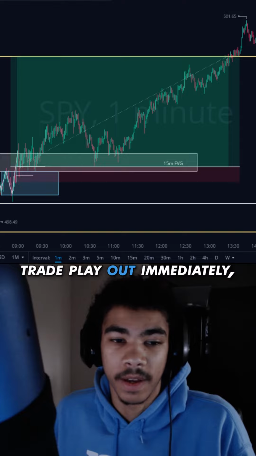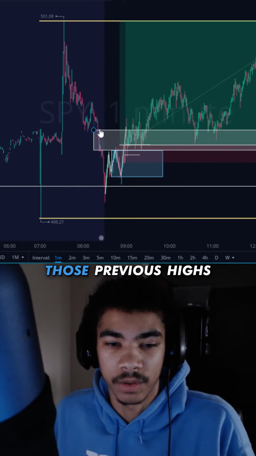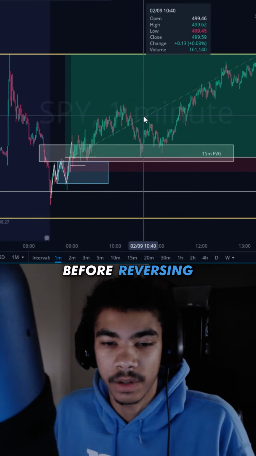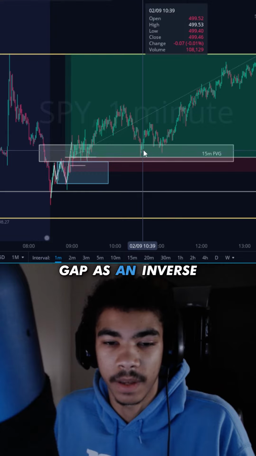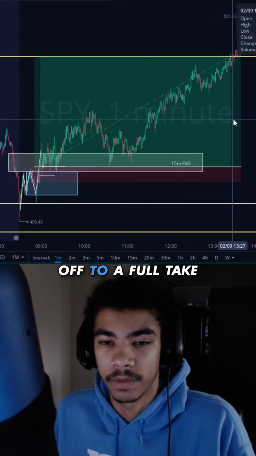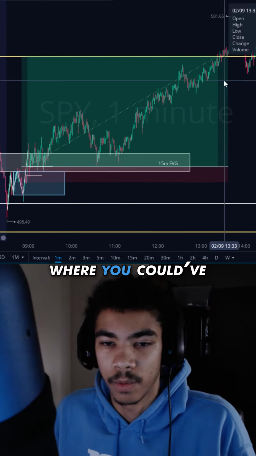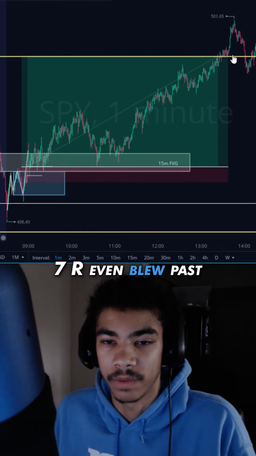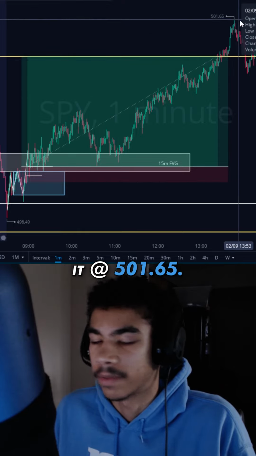So if we let this trade play out, immediately we go ahead and reach those previous highs before reversing and respecting this 15 minute fair value gap as an inverse fair value gap. Once, twice, before taking off to our full take profit later on in the day, where we could have closed for the full 7R. We even blew past it at 501.65. SPY's making all-time highs.